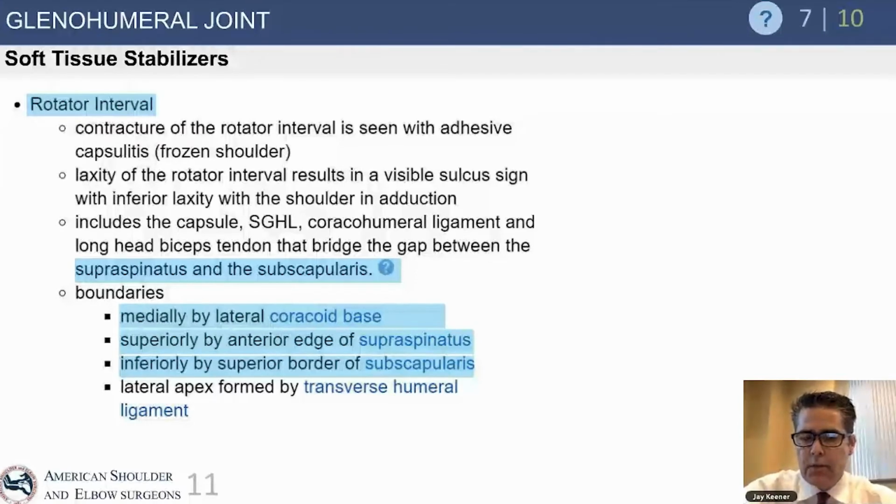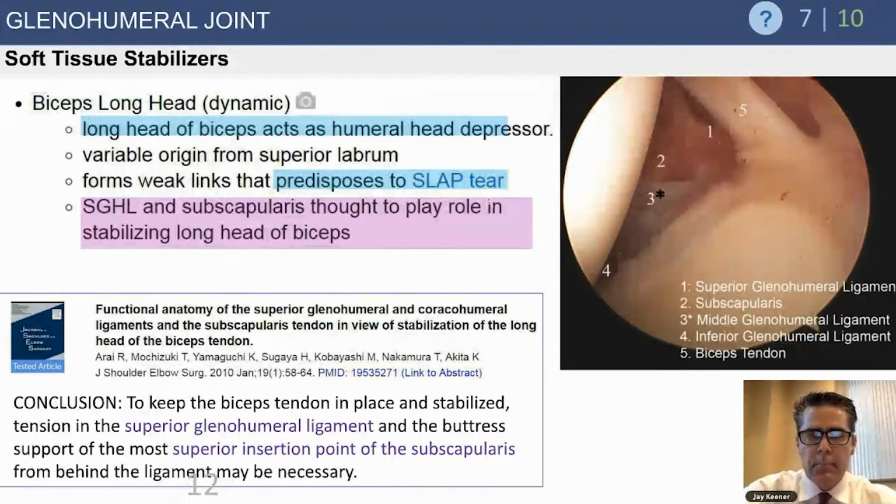Again, the boundaries of the rotator interval are the coracoid base medially, the anterior edge of the supraspinatus superiorly, and the superior edge of the subscapularis anteriorly. Those come together at the apex laterally and coalesce to form the anterior cable attachment and the transverse humeral ligament.